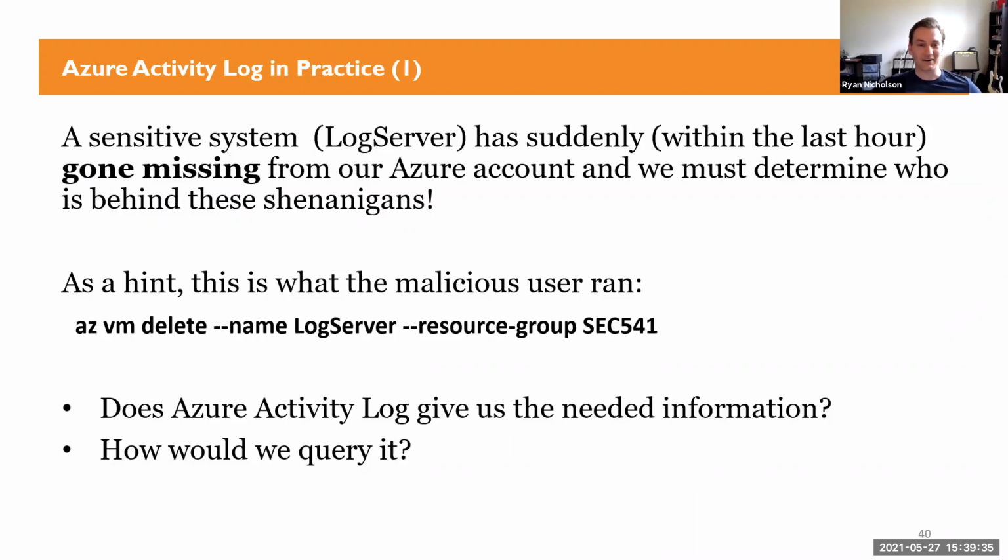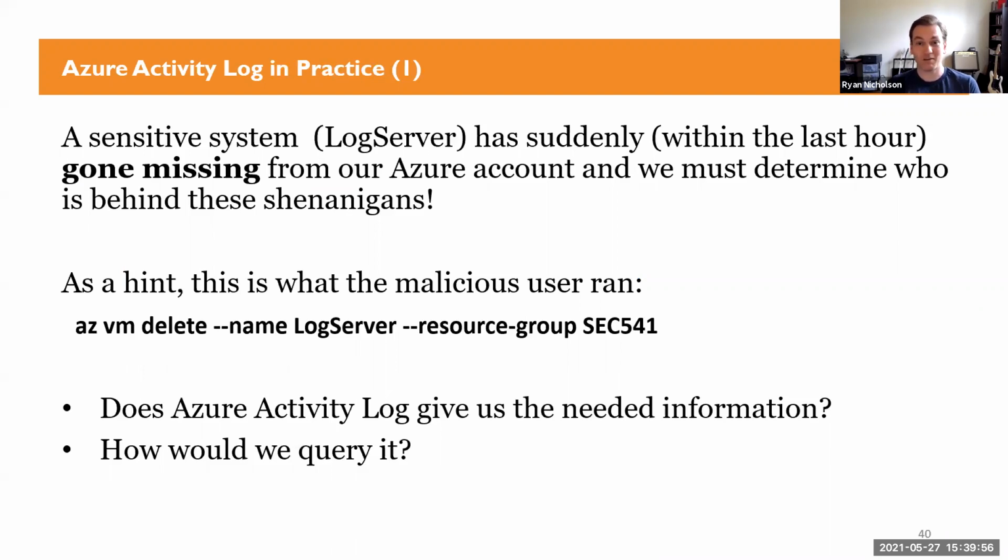All right, so in practice here, how would you use that activity log? So I'm just going to lay this out again. It doesn't have to do with Capital One yet, but let's just say, for instance, we've got a very sensitive system. In this case, it's log server, right? Very, very cool name, right? It's our one and only log server, but we lost it, right? But we didn't lose it. It got deleted. Something happened to it. It's no longer in our account.